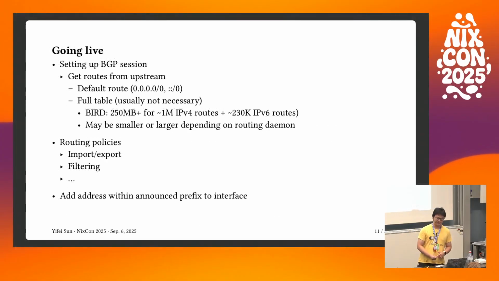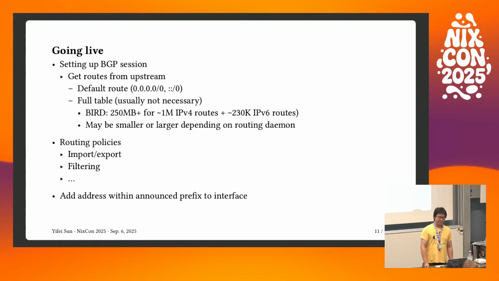It usually takes around 250 megs for 1 million v4 routes and 250K v6 routes. And the RAM usage may be smaller or larger depending on which routing daemon you go with, like FRR or any other stuff.